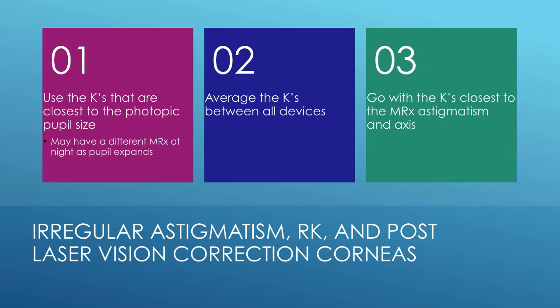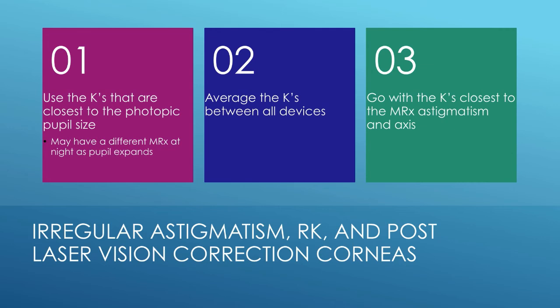So one thing I like to do is make sure that I use the Ks that are closest to their photopic pupil size. The machine I use will give me their wavefront refraction and topographies at different areas of their cornea in photopic and in scotopic conditions.